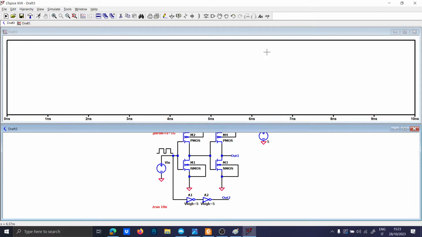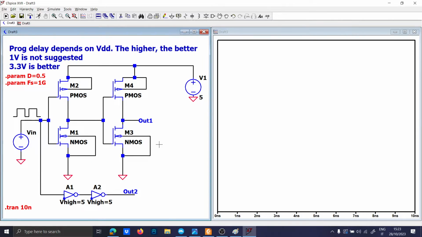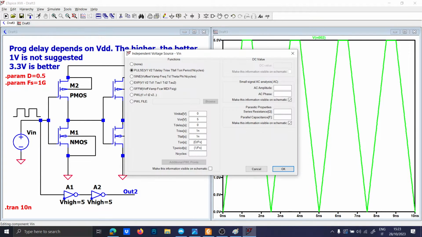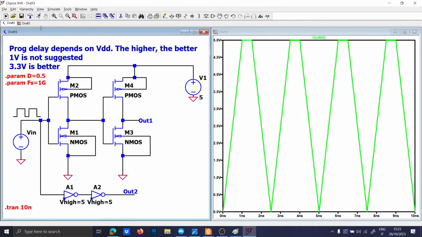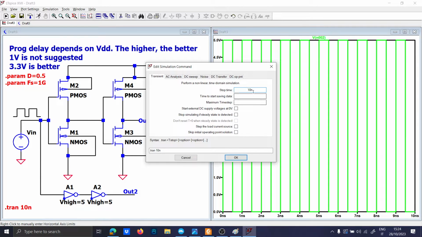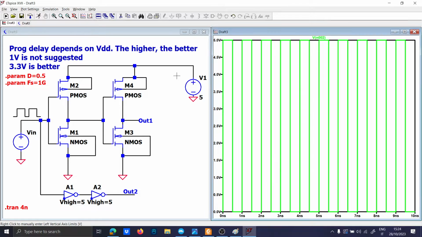Let me run the simulation. Let me put it like this because we have enough space. So this is the... whoa, 1 nano is too low. We need to do 1 femto. This would be extremely... okay, so just put 5 nano. 4 nano is enough.